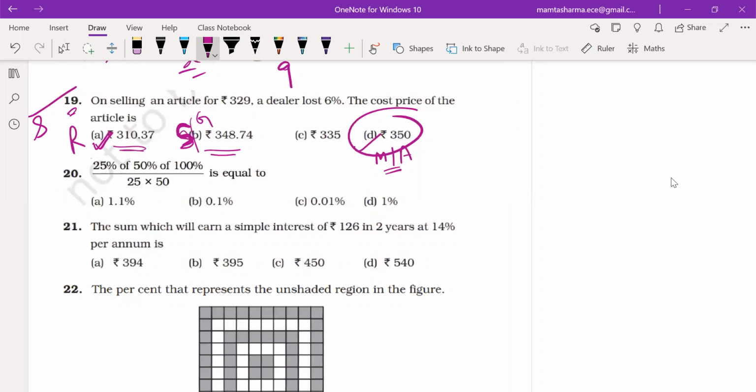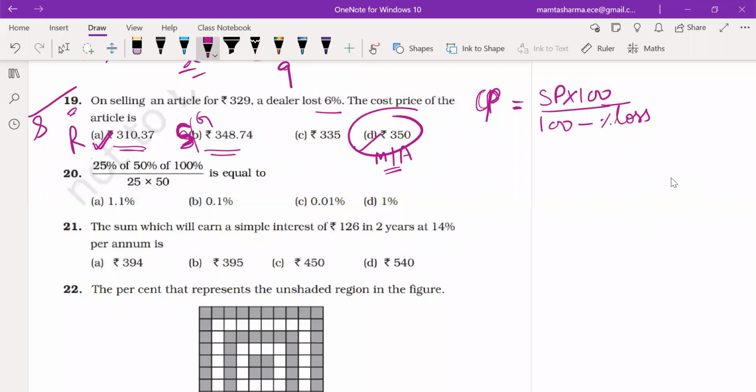All of you, please see. On a selling price of 329, a dealer lost 6%. Find the cost price. Okay, so what is the formula of cost price in terms of loss percentage? Aisha Fatima, tell me the formula. Selling price into 100 by 100 minus loss percent.